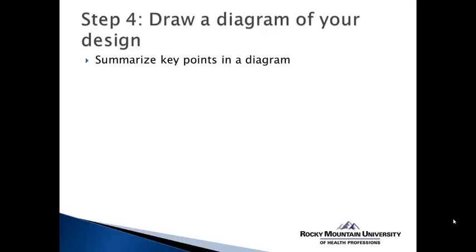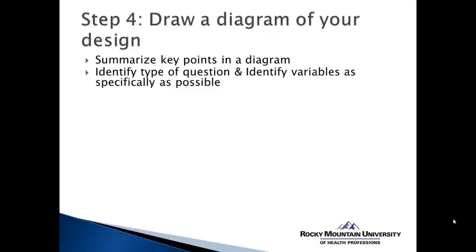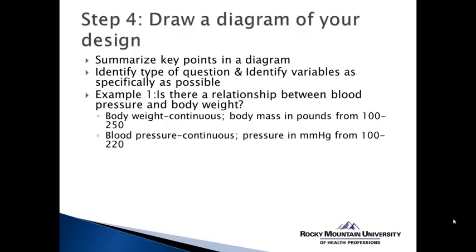So we want to summarize the key points in a diagram. And so again, as I mentioned, we want to identify the type of question we have, identify the variables, especially the number and the type of variables as specifically as we can, because it'll make a difference if we have a categorical outcome versus a numeric outcome. And so an example here is we want to determine if there's a relationship between blood pressure and body weight. And a giveaway here is the word relationship. When we say that we want to determine the relationship between 2 variables, we're talking inherently about a correlational research question or a prediction research question.